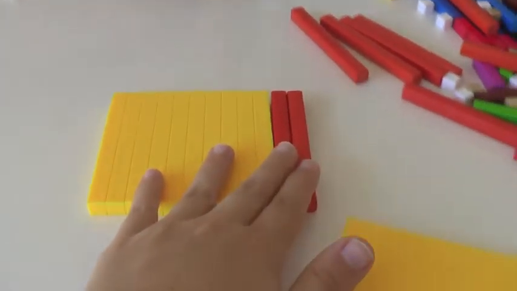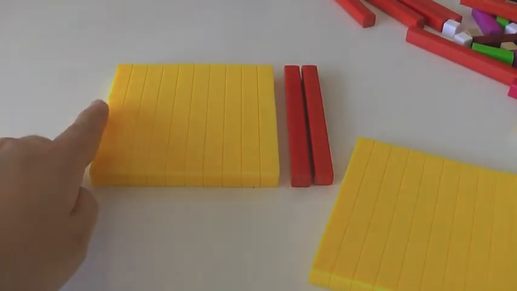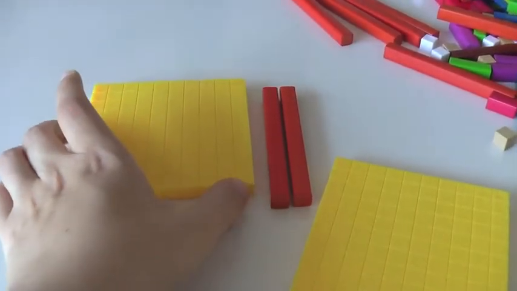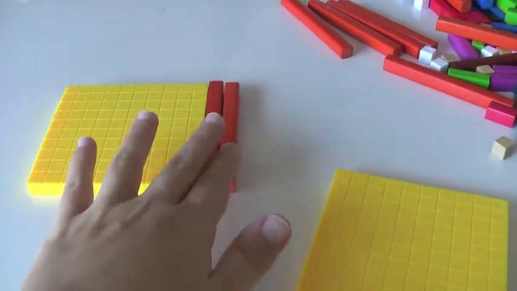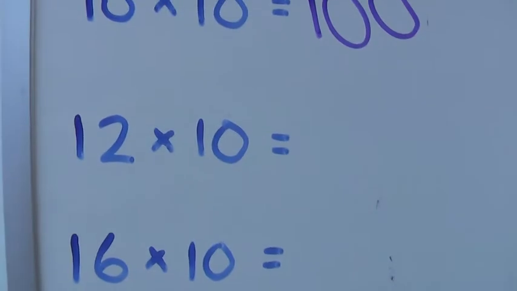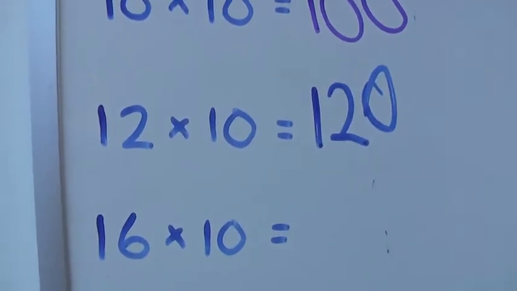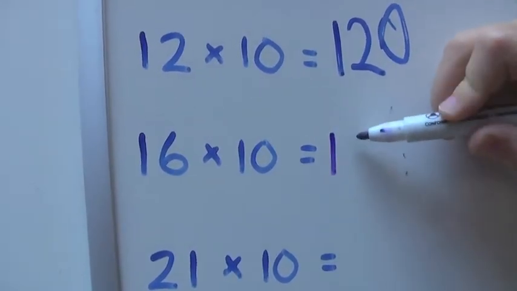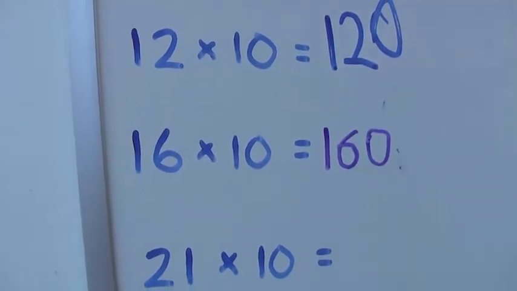If your child is confused about that and can't do that, have them get out actual 10s. And then they can trade their 10 10s for 100. And then they'll see that they have 120. So Zoe, go ahead and write that right there. 12 times 10 is 120. What's 16 times 10, Haven? 160. Can you show it with blocks?